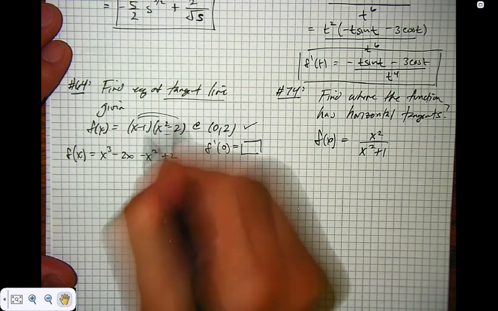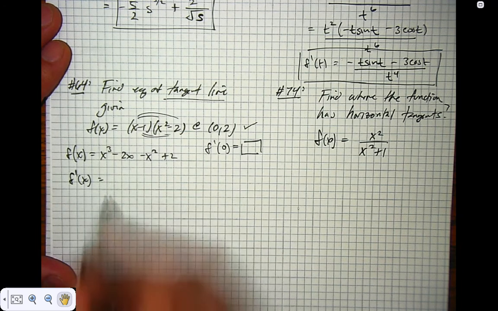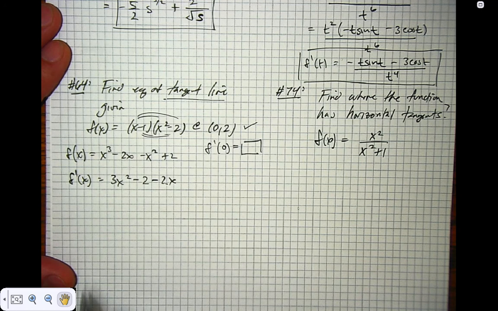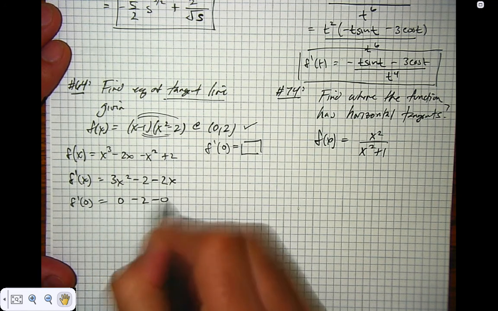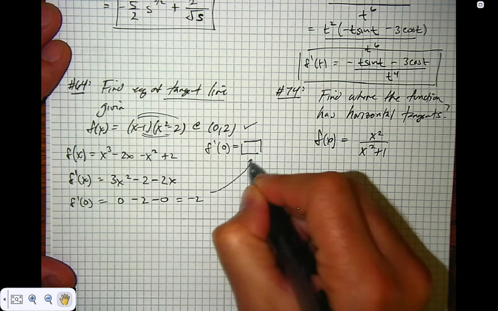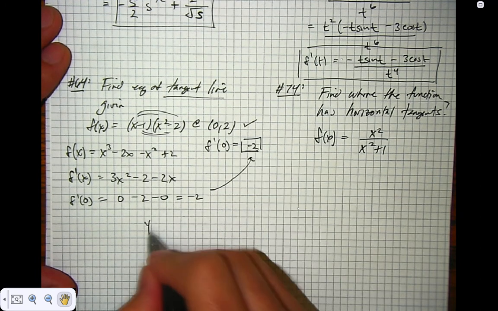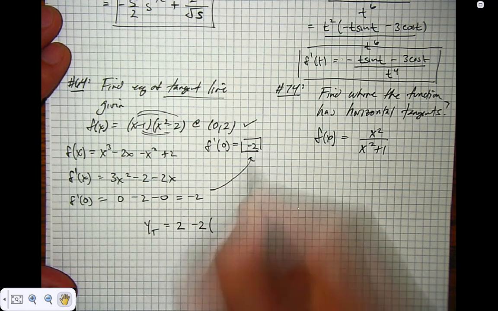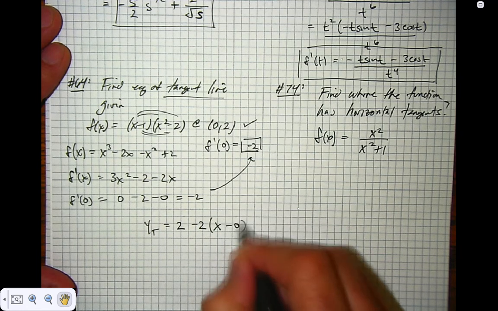All I did is first, outside, inside, last. And then I could say f prime, because this is just a polynomial, would be 3x squared minus 2 minus 2x. And so f prime at 0 would be 0 minus 2 minus 0, which is negative 2. And once I've got my point and my slope, my tangent line is the y value plus the slope, but the slope is negative 2, times x minus the x value, which is 0.